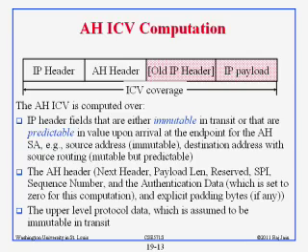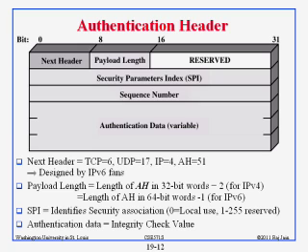Alright, so much about AH, just actually 3 slides. So the AH only does ICV, integrity check value, which covers the whole packet except for those fields which are going to be changed and cannot be predicted. For example, a good example is time to live. Time to live, we cannot predict what the value would be at the destination.